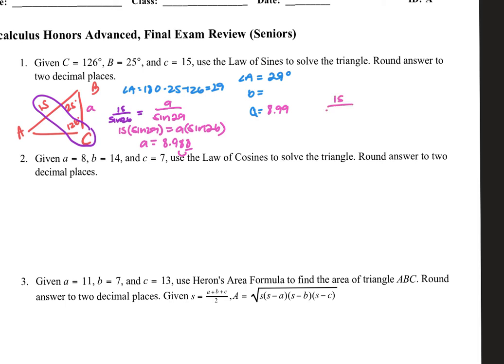And then to find side B, I still use the C's. So I use 15 over the sine of 126 equals B over the sine of angle B, which is 25. Then cross multiply: 15 times the sine of 25 divided by the sine of 126. And I get B is 7.835, so 7.84.